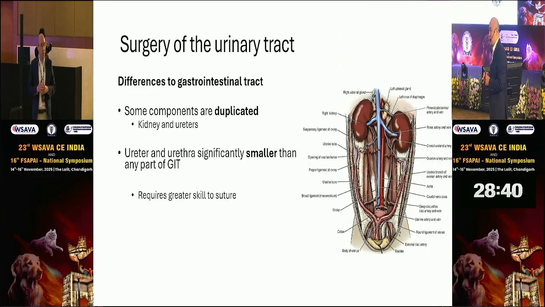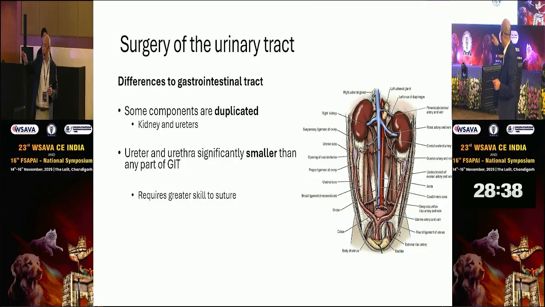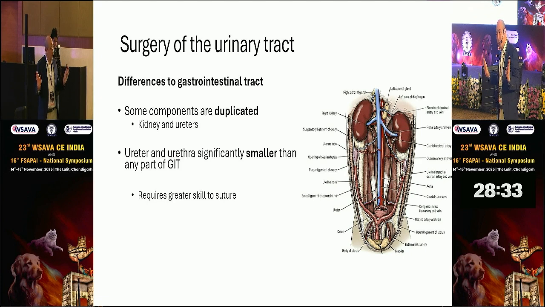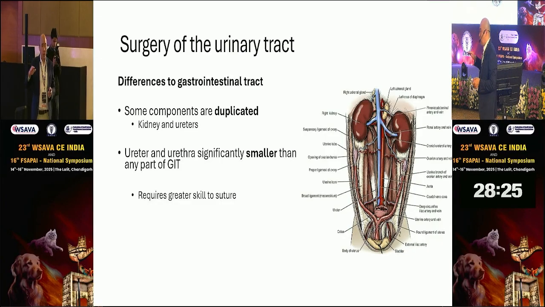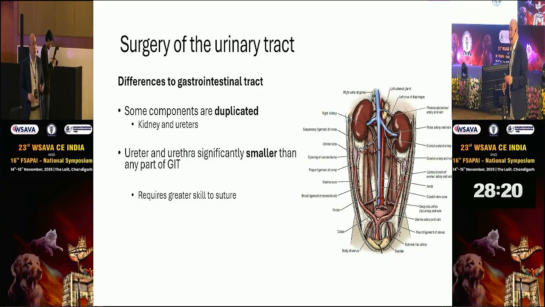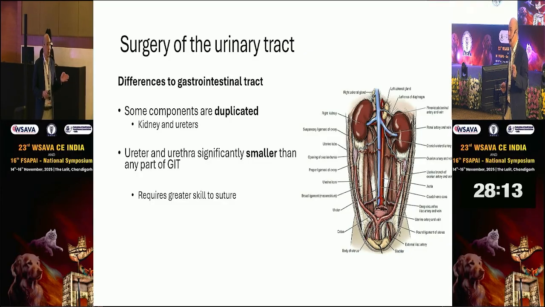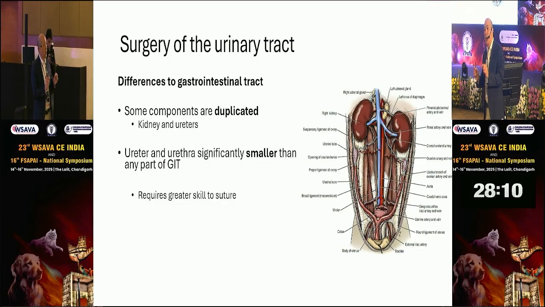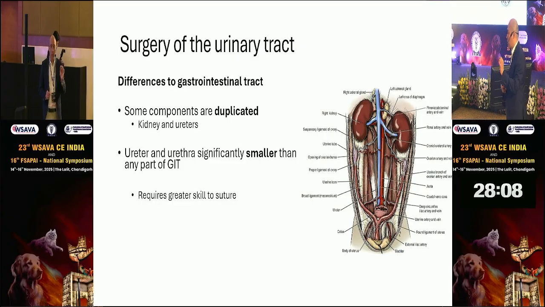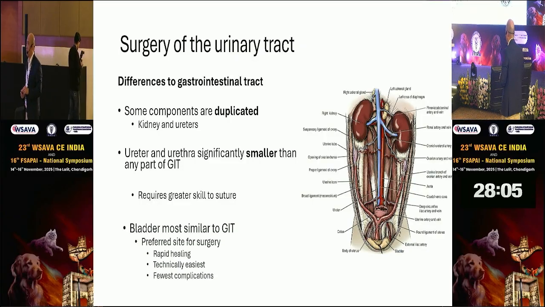Now, the differences between the urinary tract and the gastrointestinal tract are that some components of the urinary tract are duplicated. This is really nice because now we have an option of removal as a treatment option. You don't have that in the GIT where everything's singular. But there are components of the urinary tract, so particularly the ureter and the urethra, that are significantly smaller than anything in the GIT. So we're going to need a new subset of skills if we want to operate on these tinier structures. Same principles, but new competency in terms of the skill.